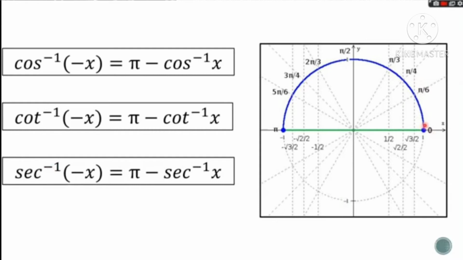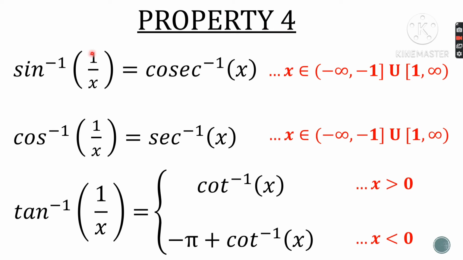Now let's proceed with the next property, property number 4. Sine inverse of 1 by x is equal to cosec inverse of x, provided x is either less than or equal to minus 1 or greater than or equal to 1. Similarly, cos inverse of 1 by x is sec inverse of x, provided x is either less than or equal to minus 1 or x is greater than or equal to 1.